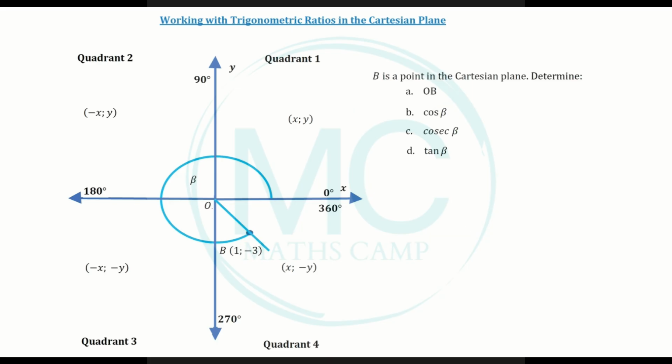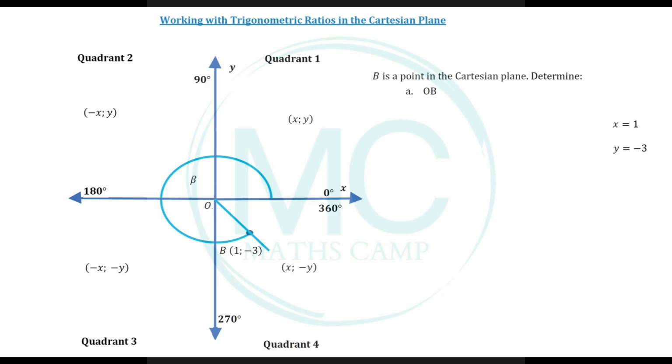Let's do another one. B is a point in the Cartesian plane. Determine A, OB, B, cos beta, cosec beta, and tan beta. Let's start with part A. The length of OB is the length of the terminal arm from the origin to point B. On the Cartesian plane, this is our R value. So let's start with the information the question gives us. The terminal arm lies in the fourth quadrant, and point B has coordinates 1, negative 3. So in this case, x is equal to 1, and y is equal to negative 3.